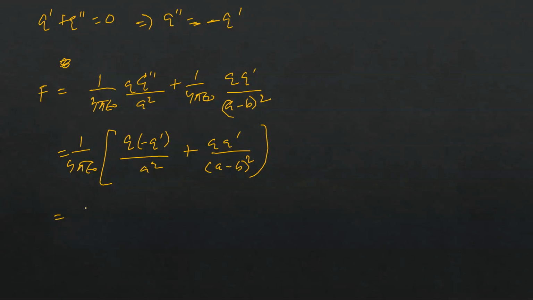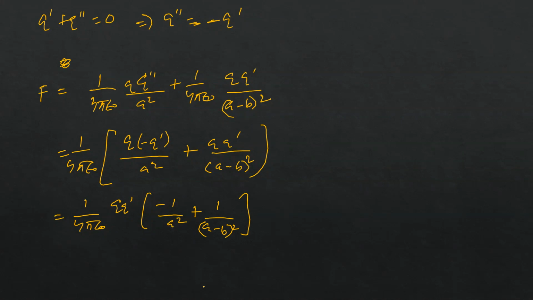Now what will I do? 1 by 4 pi epsilon naught. Let's take q dash out. So q dash times minus 1 by a square plus 1 by a minus b whole square. Is that all right? Now we just have to simplify it.